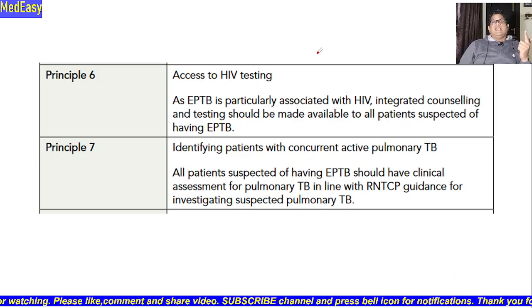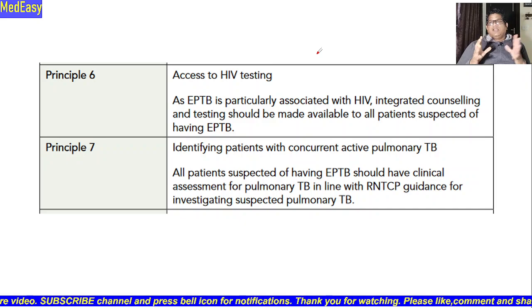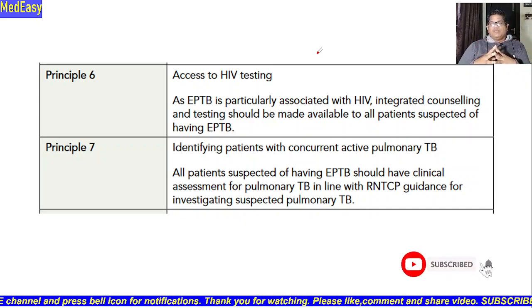Principle 6 is access to HIV testing. All patients of tuberculosis must have HIV testing done, because we know that HIV and tuberculosis are two brothers, and they are related to each other sometimes. So under the program also, every tuberculosis patient must be tested for HIV.